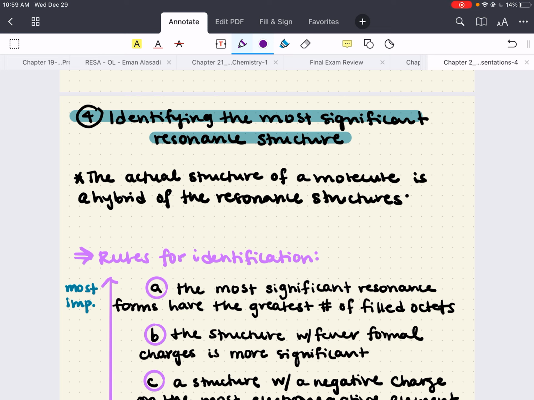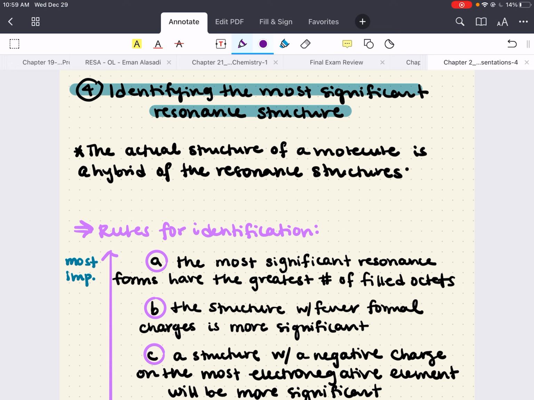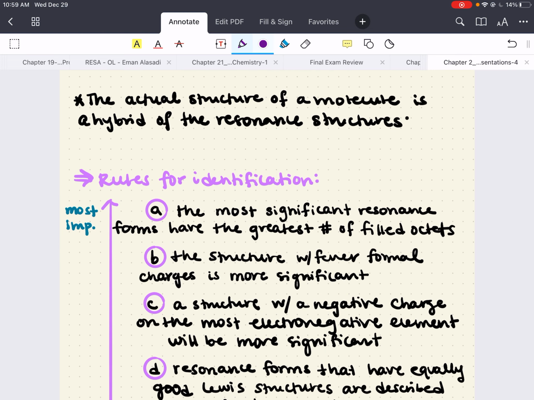Yes, the real structure will look like a mix of the resonance structures, like a child looks like both mom and dad, but it will sometimes resemble one structure more than the other. Kind of like how sometimes children look more like their mother than their dad, even though they contain the genetics of both. All right, we want to think of resonance structures sort of like that. The real molecule looks like a combination of all of its resonance structures, but sometimes it will look more like one than the rest. Okay, so in this case, it's important to be able to identify the most significant resonance structure.